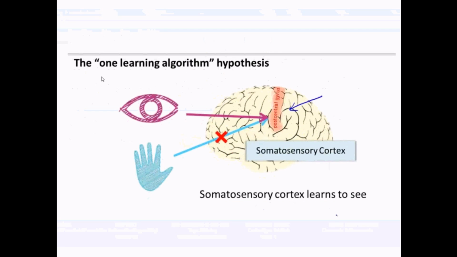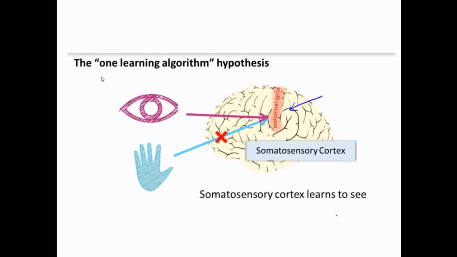Similarly, this was another experiment that was conducted where the vein that comes from the somatosensory cortex, which is the part of the brain that actually helps us feel touch, was connected to the eye, and again the somatosensory cortex actually learned to see. From this, they concluded something. It is called the one learning algorithm hypothesis.